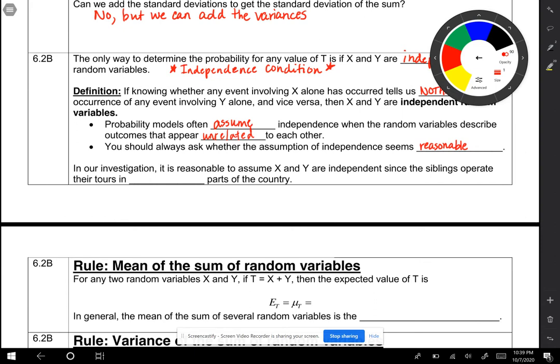In our investigation, it is reasonable to assume X and Y are independent since the siblings operate their tours in different parts of the country. Now, I didn't tell you that, and we just found this out. I just said assume that they were independent, but now that you know that they're in different parts of the country, one's not taking business away from the other, so they are truly independent.